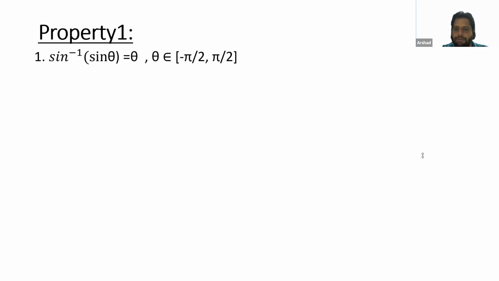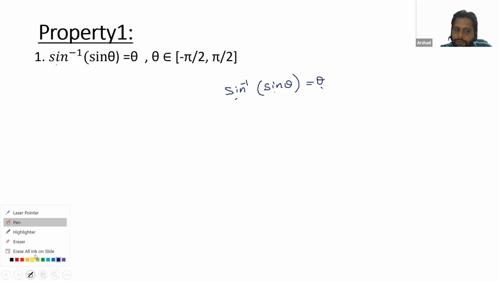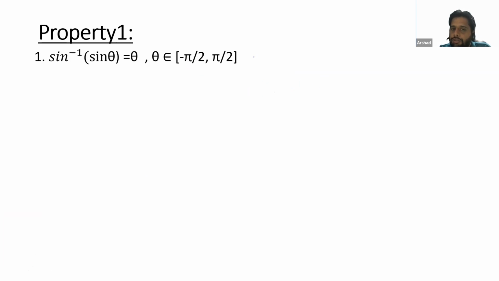This is a very, very simple chapter. The first property is sine inverse sine theta is equal to theta. If you have sine inverse and here you have sine theta, then you will get theta. But remember, theta should belong to the principal value branch. The principal value branch of sine inverse is minus pi by 2 to pi by 2. So this is the first property, but the condition is that it should be in the principal value branch.